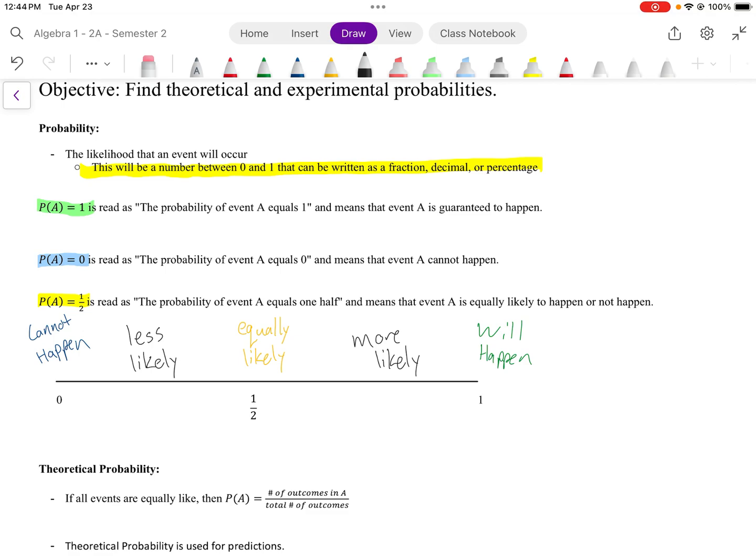Okay, the closer your fraction is to 1, the closer your decimal is to 1, the closer your percentage is to 100, the more likely that event is going to happen. The closer it is to 0, the less likely it's going to happen.